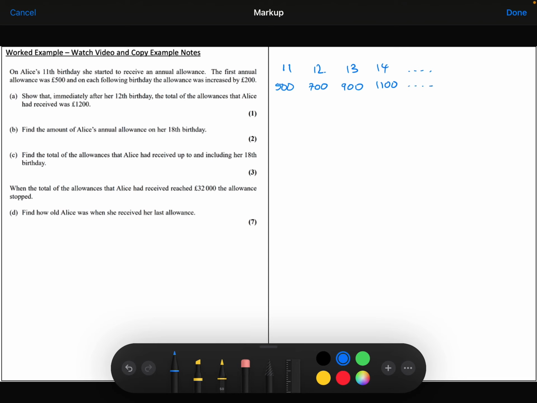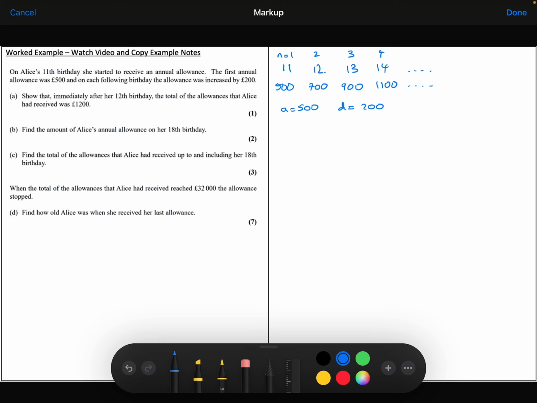So what we have here is an arithmetic sequence, where our first term is 500, our second term is 700, our third term is 900, our fourth term is 1,100, and so on. Our first term is 500, the common difference is 200.